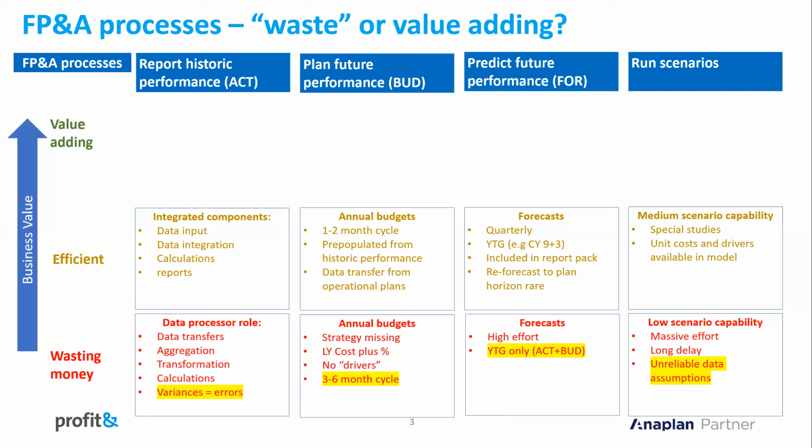With annual budgets, a 1 to 2 month cycle should be more than enough, and in the best companies it's down to about 2 or 3 weeks. And similarly, we would expect to be able to produce quarterly rolling forecasts. And with scenarios, there should be at least some capability to explain what various scenarios are going to look like by using volumetric or driver data and some unit costs.